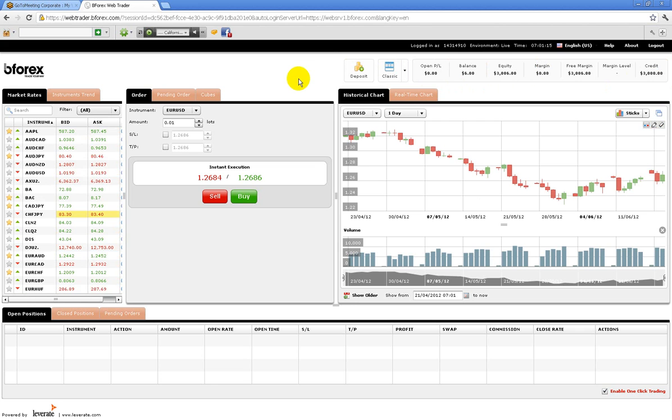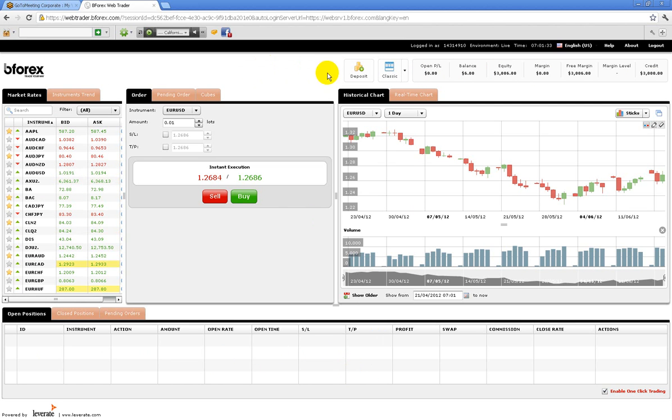Now, first of all, we will be analyzing what is up here. Deposit, classic, open profit. Then we will start from the left side of the middle page of the platform to the right side, and then we will also look at the bottom of the platform as well.